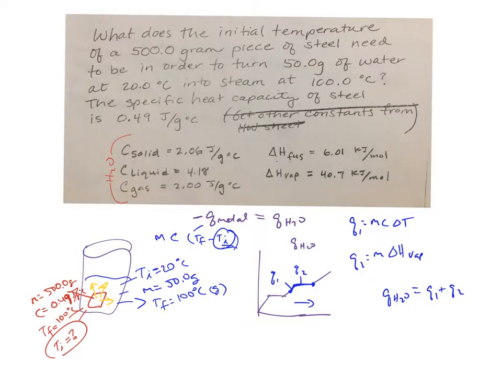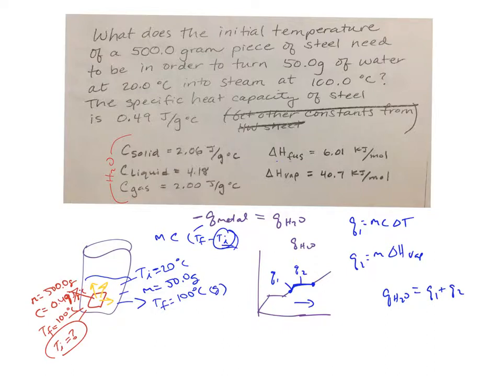Let's see here. So then, this was the more challenging one I gave you. What does the initial temperature of a 500-gram piece of steel need to be in order to turn 50 grams of water at 20 degrees C into steam at 100 degrees C? Specific heat capacity of steel is given, okay? So we know that, as I'm showing here, negative Q of the metal is going to equal Q of the water. It's this heat transfer problem now. This is more like a calorimetry problem.